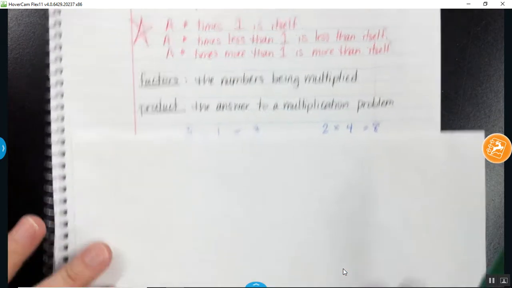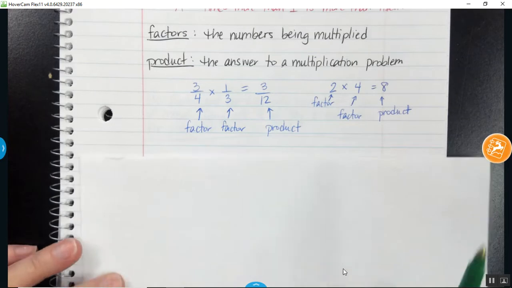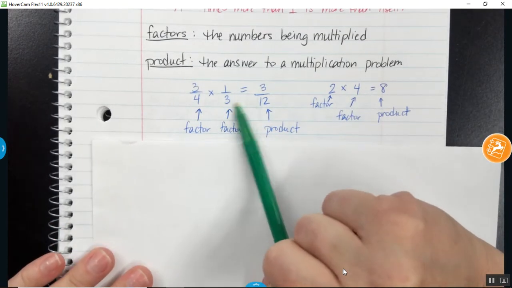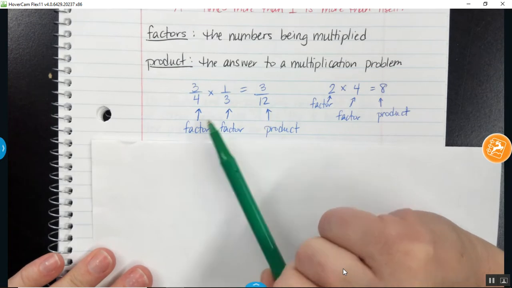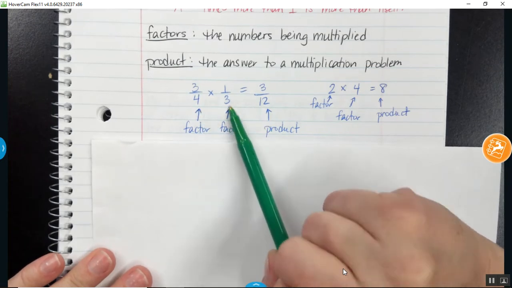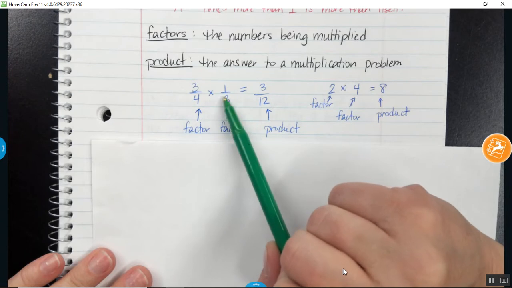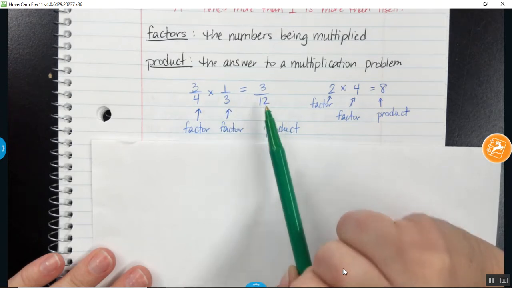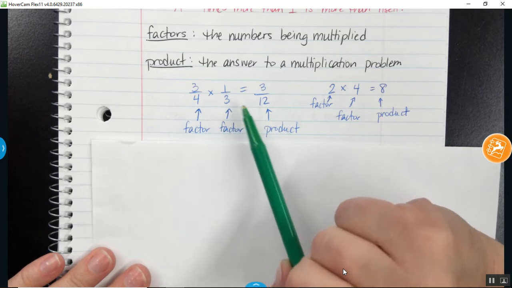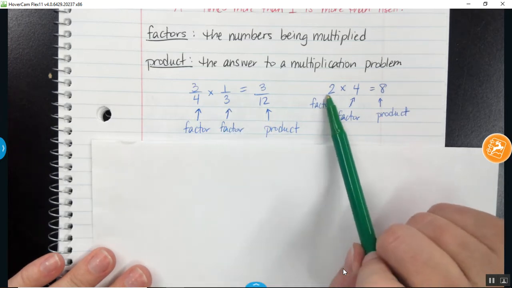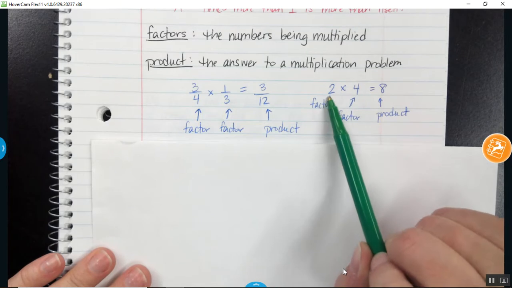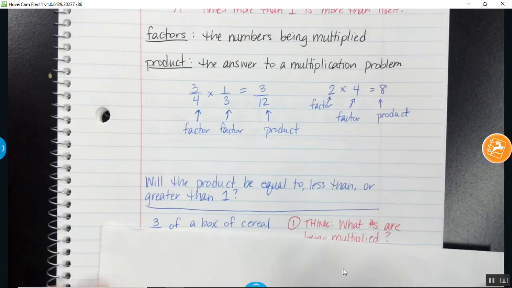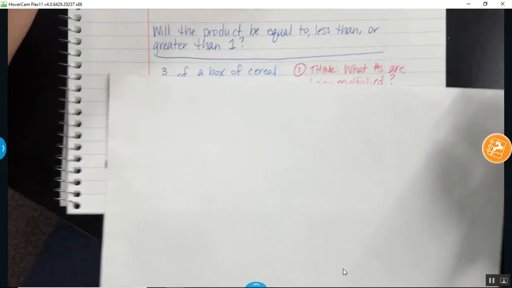Okay? Let's have a little look-see here at these examples. So here you have 3/4 times 1/3, and that equals 3/12. So 3/4 is a factor, 1/3 is a factor, because those are the numbers being multiplied, and the product of those two being multiplied is 3/12. I know it's not simplified, but there you go. Here's another one. 2 times 4 is 8. 2 is a factor, 4 is a factor, 8 is the product. Okay, you need to remember this. So here's the kind of stuff we're going to be doing.